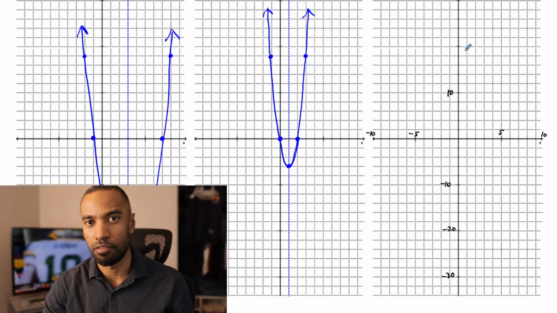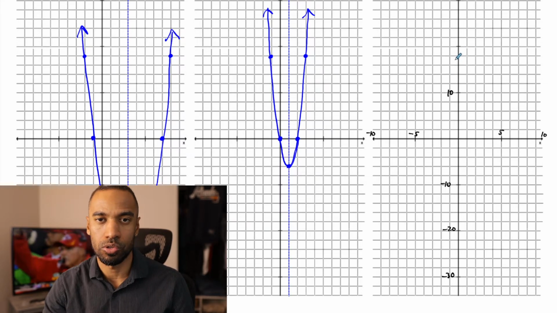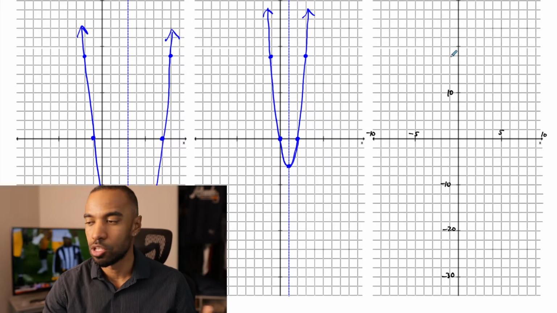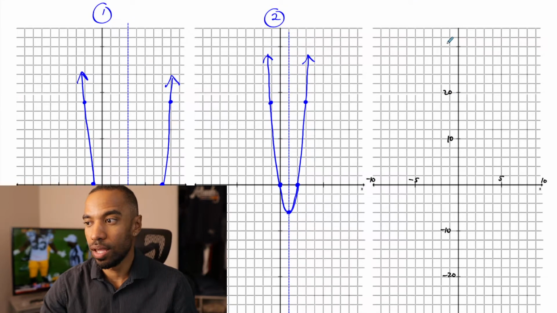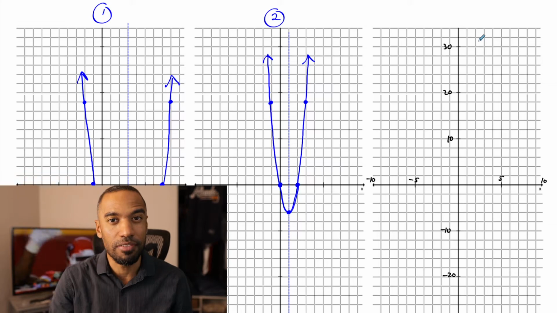Because we're doubling our values anyway, going by 2's means we won't hit any odd numbers, especially because our vertex is also an even number. This is totally okay. And you know what? You got to do this with graphs sometimes, guys.